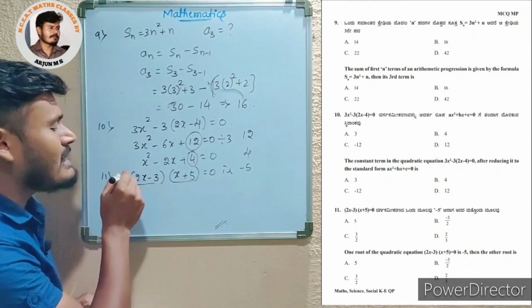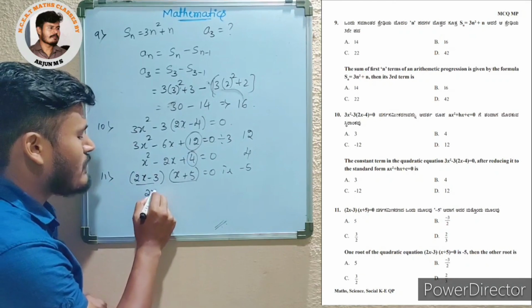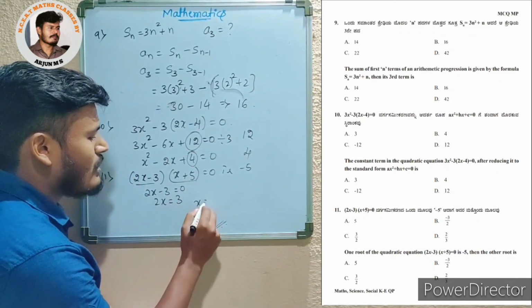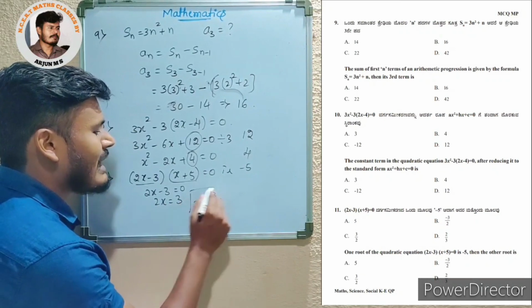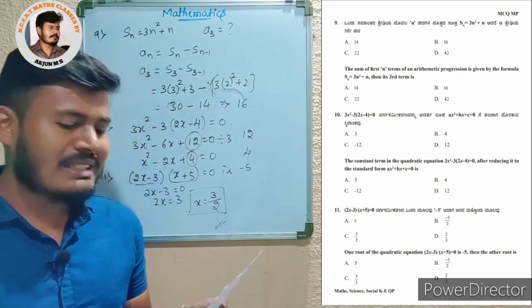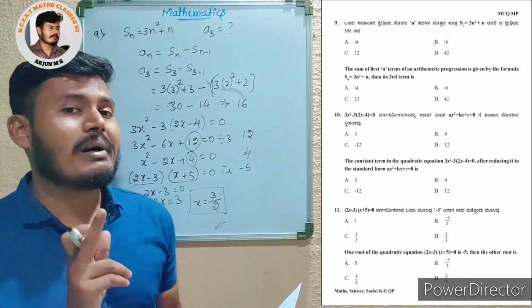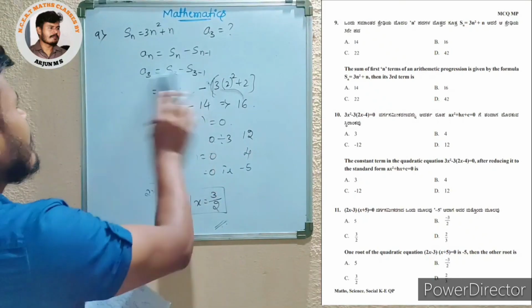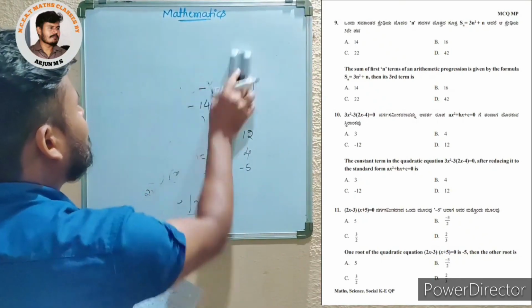So the second root is present in the first factor. So 2x minus 3 is equal to 0, then 2x is equal to 3, then x is equal to 3 by 2, which is the second or remaining root. That's why option C, plus 3 by 2, is the correct answer. So then we're moving on to the 12th question.